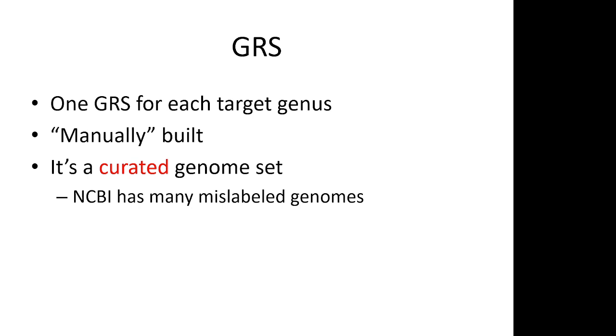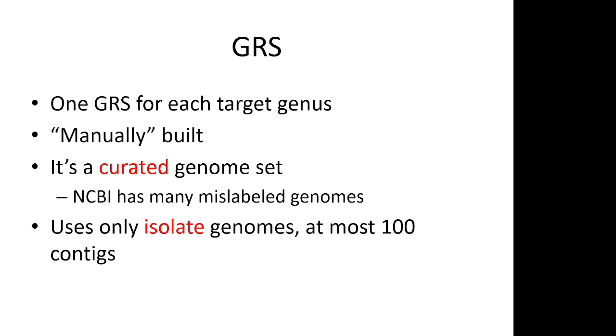You may know that NCBI has a problem of mislabeled sequences, and so I didn't want to go ahead with genomes from NCBI, relying 100% on their labels. And the curation we do is kind of simple. We only use isolate genomes and genomes that have at most 100 contigs. So at the first approximation, we rely on the labels for these ones. But in later processing, if something comes up that is an outlier, we will be able to identify that as a mislabeling.